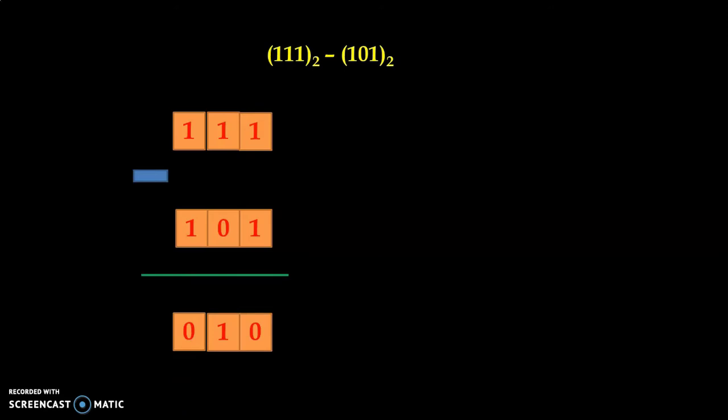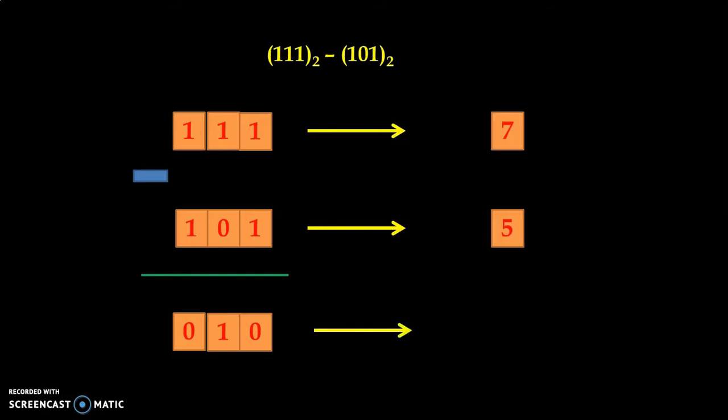But now again, if we want to cross check with equivalent decimal values, then for 1 1 1, applying 4, 2, 1, the equivalent value is 7. For 101, the equivalent value is 5. So the answer 7 minus 5 must be 2. And in binary, we are getting 0, 1, 0, and that is equivalent to 2. So our subtraction is correct. Every time we need not cross check with decimal values, but sometimes if we need to, then we can do it.